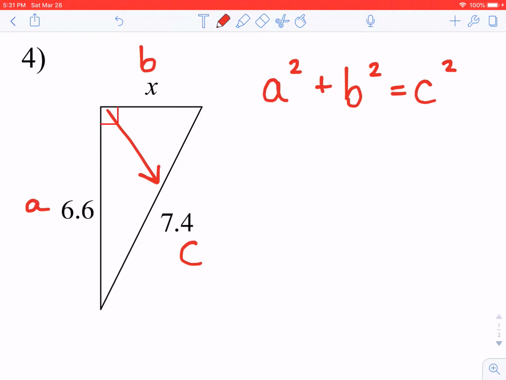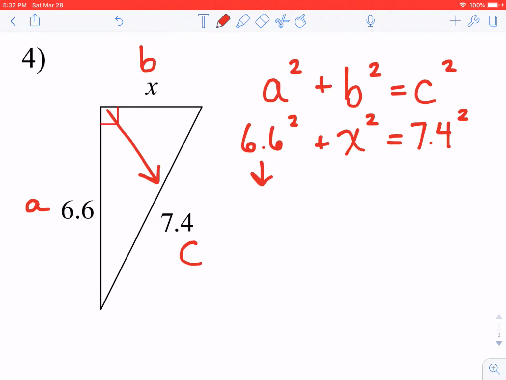All right, I'm going to substitute values in. A squared, well, I said A was my 6.6 with a little exponent. X squared is going to replace B squared. 7.4 squared replaces C. So I'm looking for a leg again. So this is one of those problems where I'm going to have to do a little more work. First things first, I'm going to evaluate those exponents.